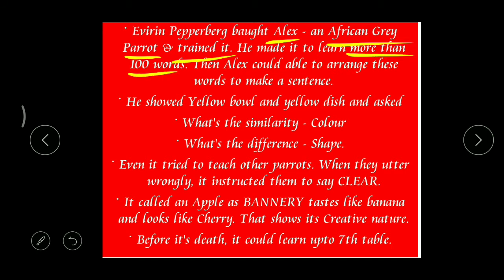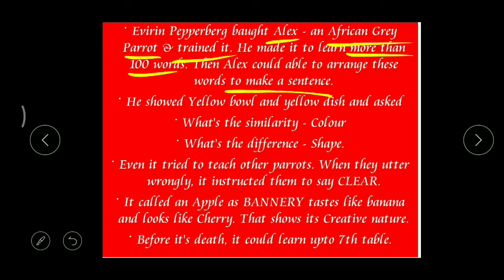More than 100 words. Like ball, tap, bring, like this. So in this way, he learned 100 words. And whenever these 100 words are given to this Alex, this animal arranged all these words in a sequence and is able to make a meaningful sentence. Correct. So here, the scientist gave only words, but this animal can join these words and make them into a sentence.